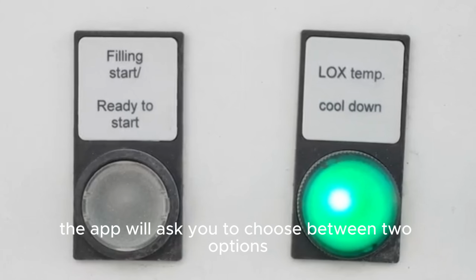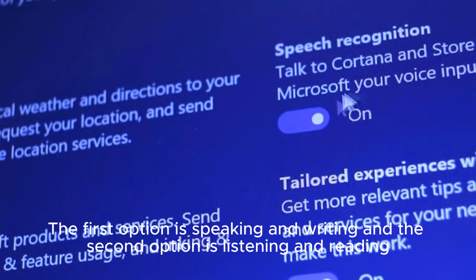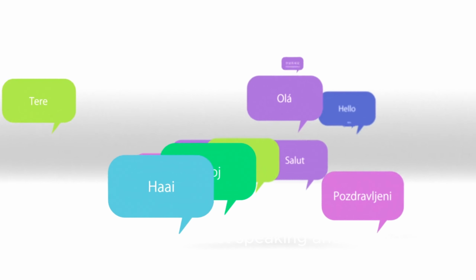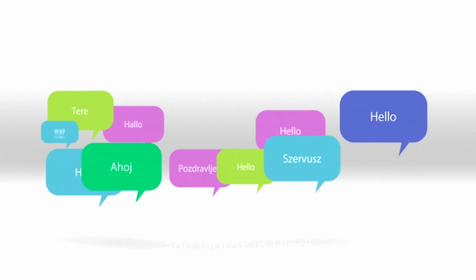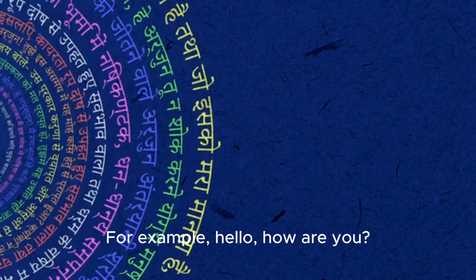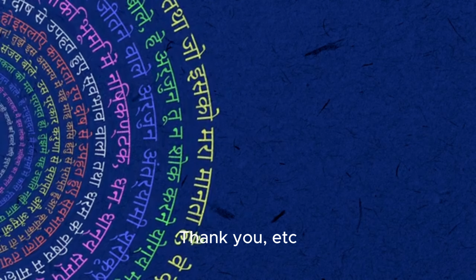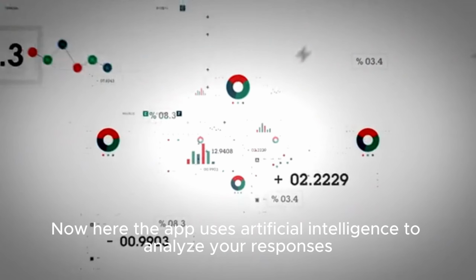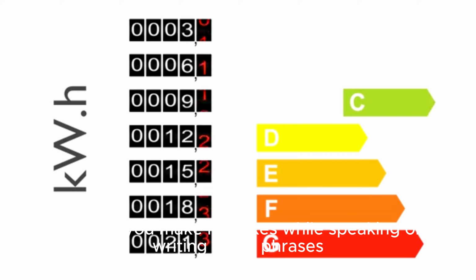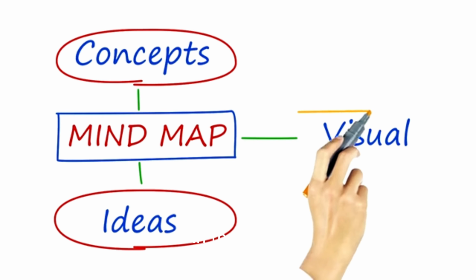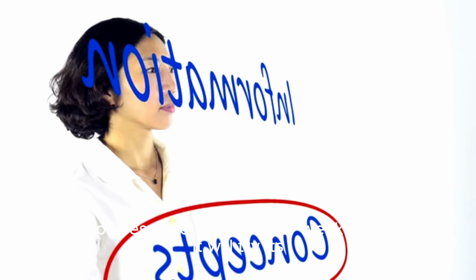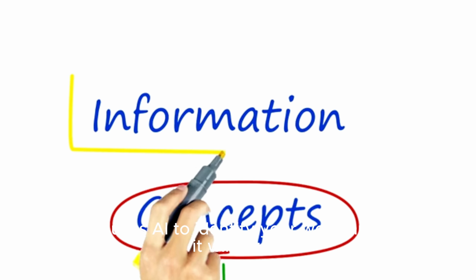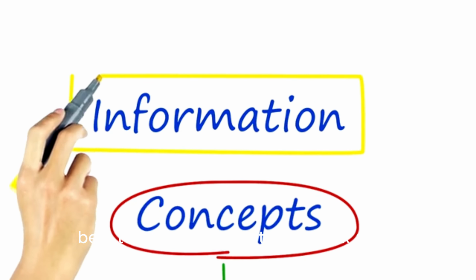And after that, the app will ask you to choose between two options. The first option is speaking and writing, and the second option is listening and reading. Suppose you select speaking and writing, and the app will show you some basic phrases and words in Hindi. For example, hello, how are you, thank you, etc. Now here the app uses artificial intelligence to analyze your responses. Let's say you make mistakes while speaking or writing these phrases. In that case, the app uses AI to identify your weak areas, and it will try its best to focus more on those weak areas.